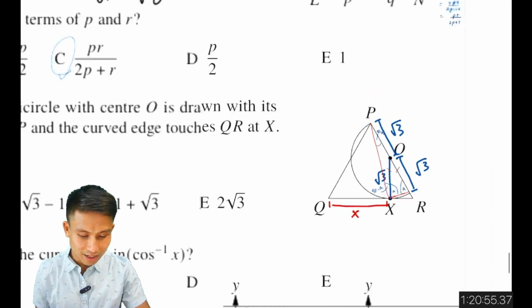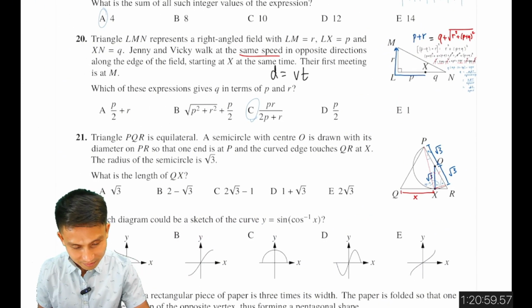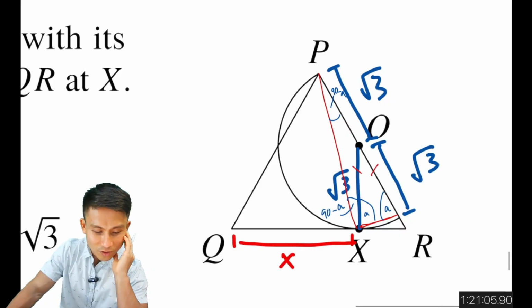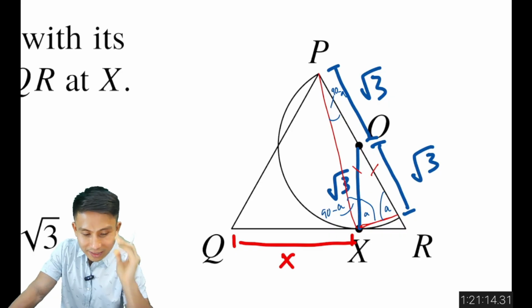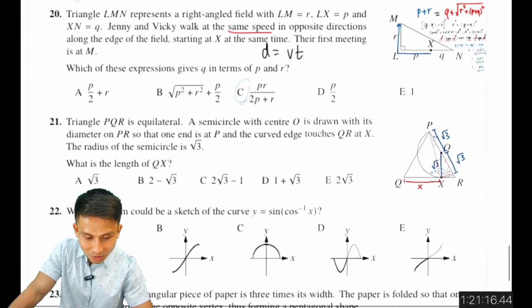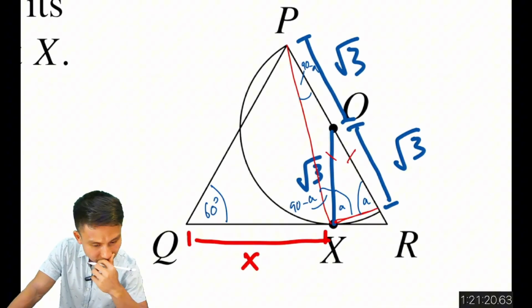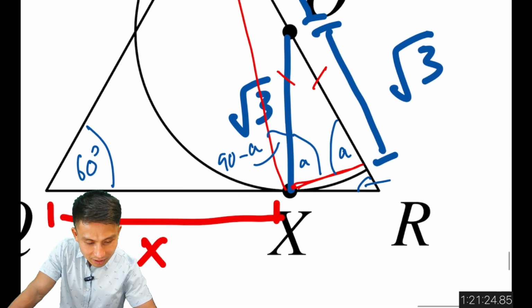I was expecting I could find some similar triangles here actually, but seems like I can't. I have 10 minutes, 9 minutes actually. The curve touches. That should be a reason why they have touching. Yeah, but we also utilize that. Wait, this is equilateral, I forgot. Okay, so we know the angles. We know that this is 60. This is also 60, isn't it?